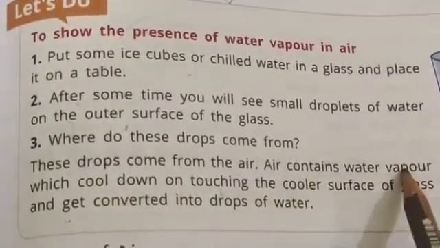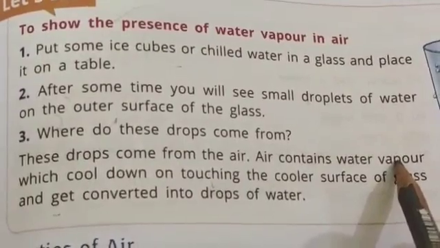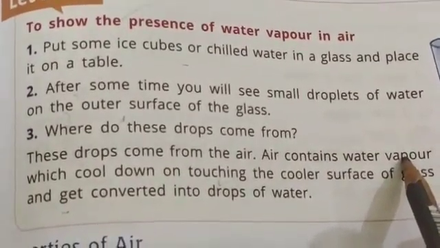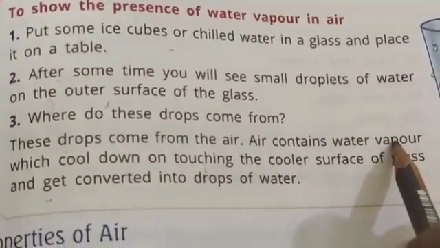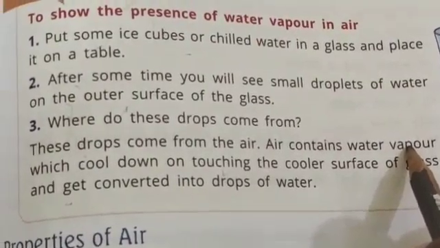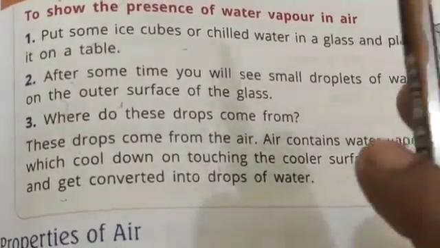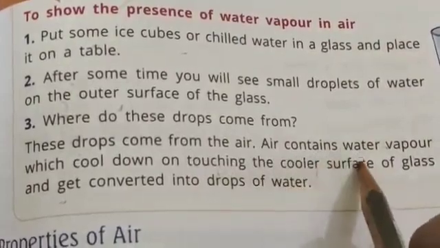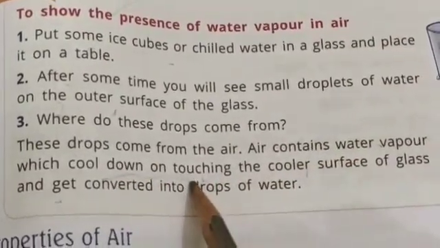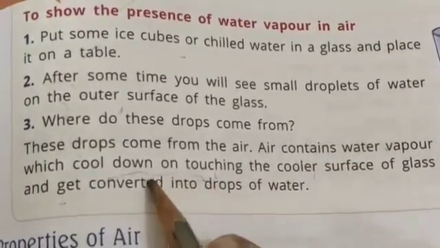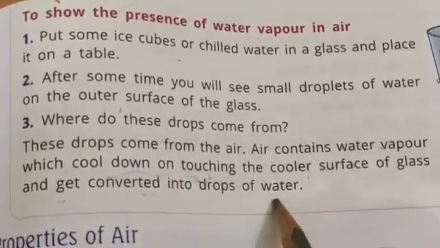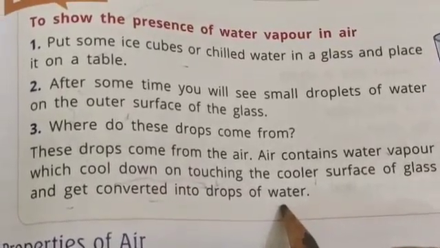Air has water vapor. Already you have learnt in standard 3. The water cycle you have learnt. In that you have learnt about water vapor. So there is water vapor in the air. And when the water vapor touches the cool part of the glass, it gets converted into drops of water.